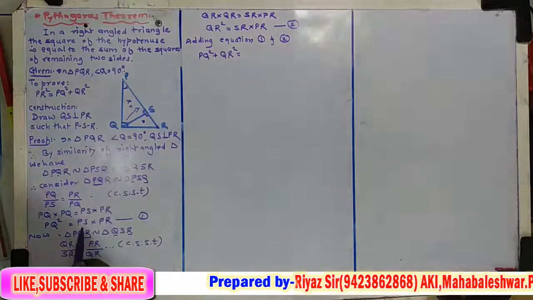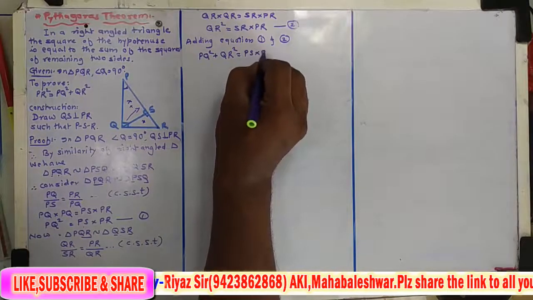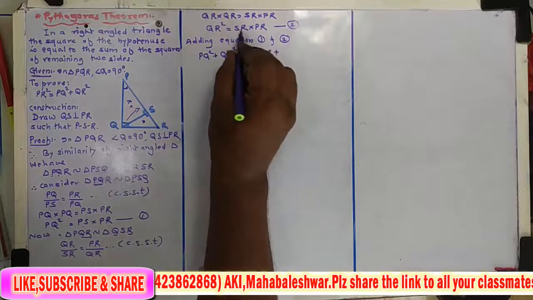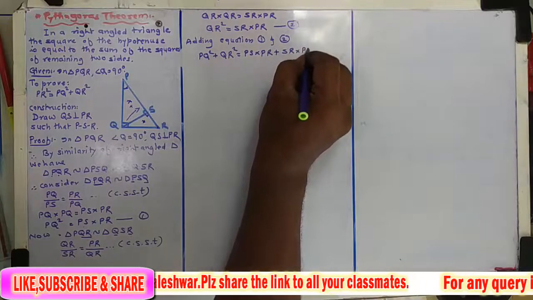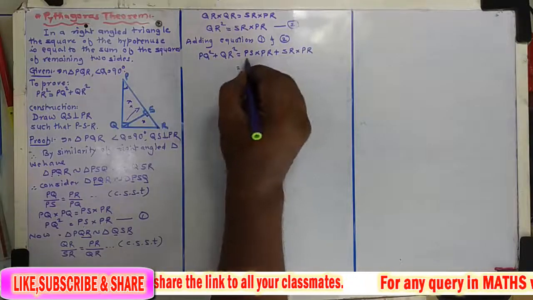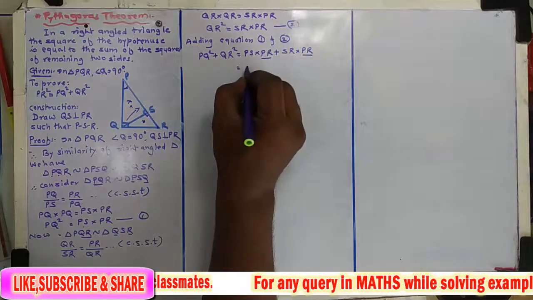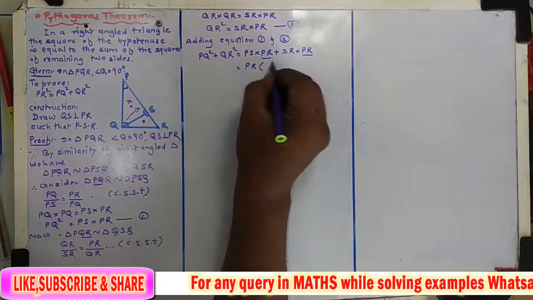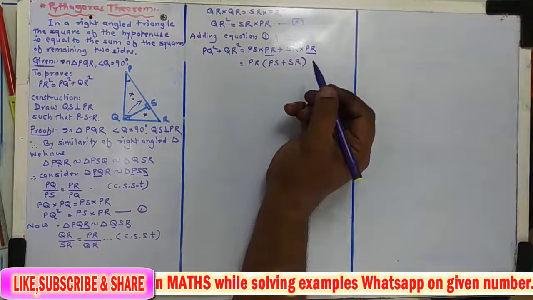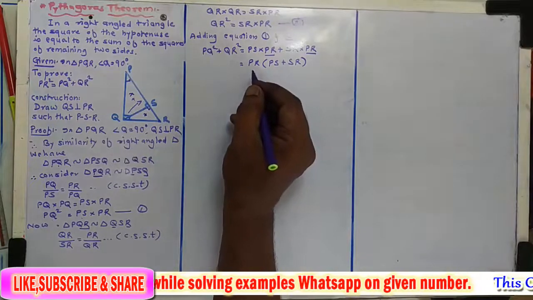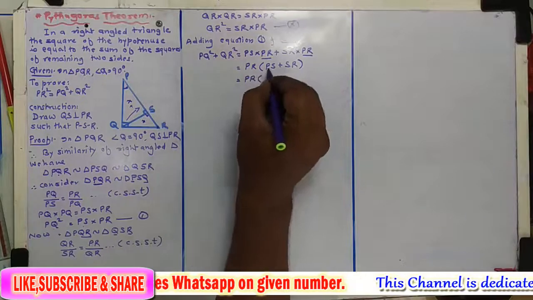Okay. Now the right hand side of PQ square is PS into PR. So you'll get here PS into PR plus, from the second equation, SR into PR. That is equal to, now in both the terms this PR is common. So we'll take PR common, into bracket what is left? PS plus SR. Okay. Now what you will get is equal to PR into bracket PS plus SR.